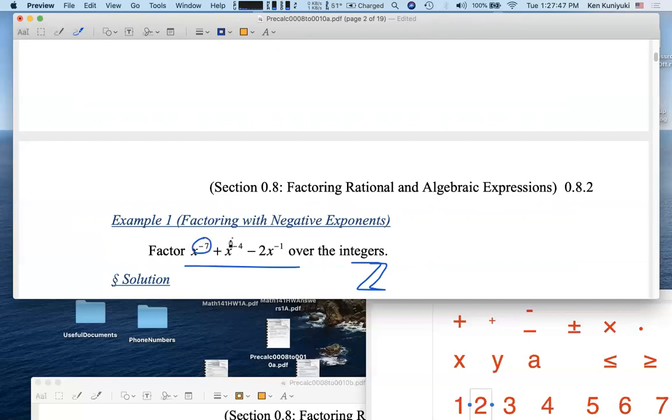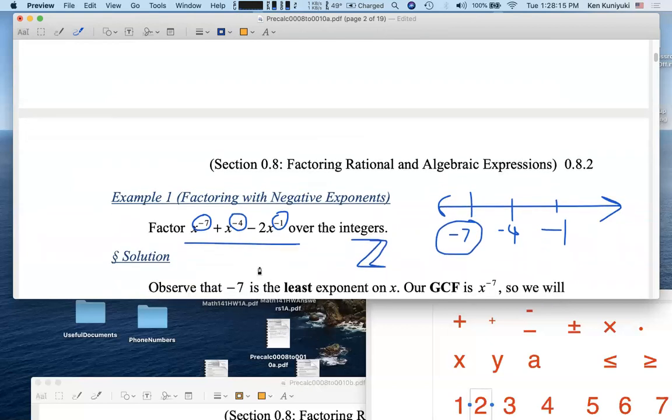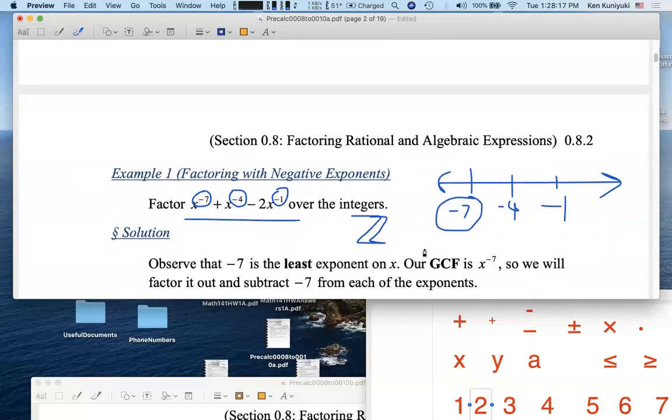We have negative 7, negative 4, and negative 1 as our exponents. Which of these three exponents is furthest to the left on the real number line? Which is the least exponent? It's going to be the negative 7. Here's negative 4, here's negative 1, but negative 7 is the least exponent. So we're going to factor out x to the negative 7 as our GCF. Negative 7 is the least exponent on x. Our GCF will be x to the negative 7.